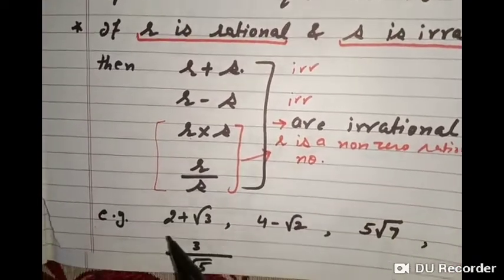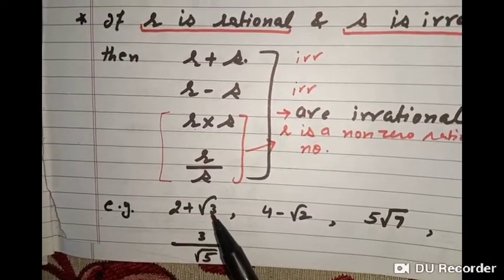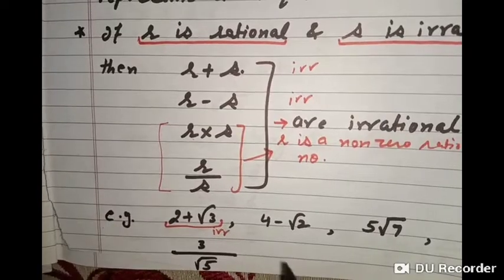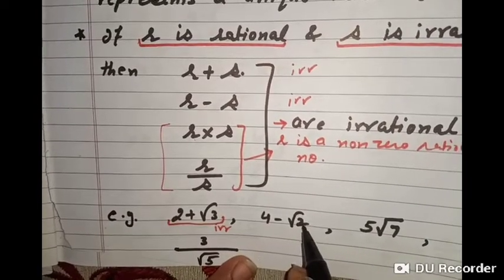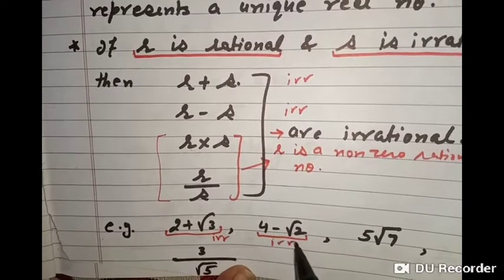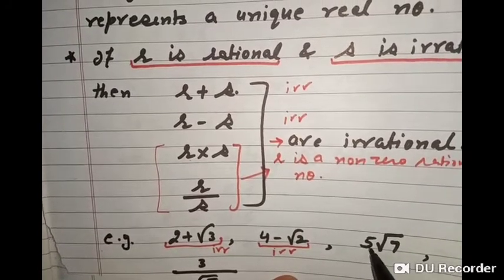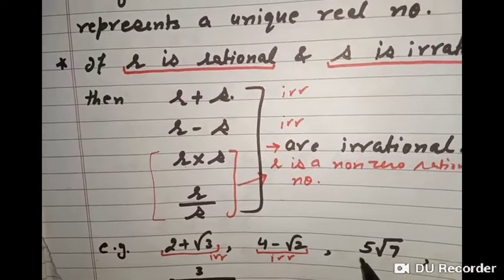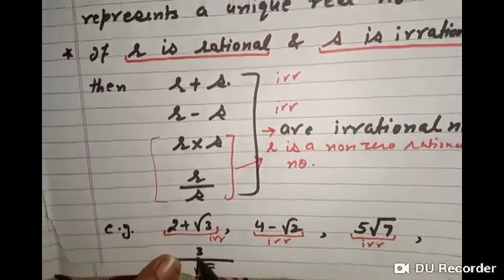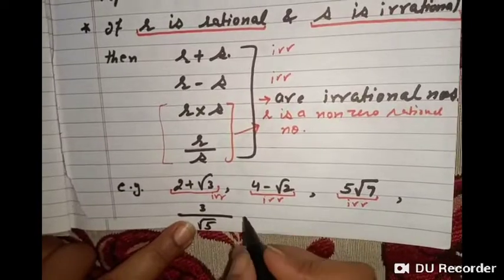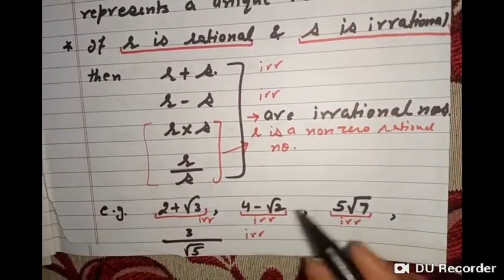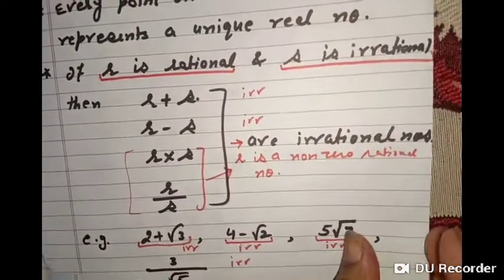Here are some examples. 2 is rational, root 3 is irrational. The whole is what? The whole is irrational. 4 is rational, root 2 is irrational. So the whole is what? Again irrational. 5 is rational, root 7 is irrational. So the product of these two is what? Irrational. 3 is rational, root 5 is irrational. So the quotient of these two is what? Irrational. So I hope this concept is also clear to you.